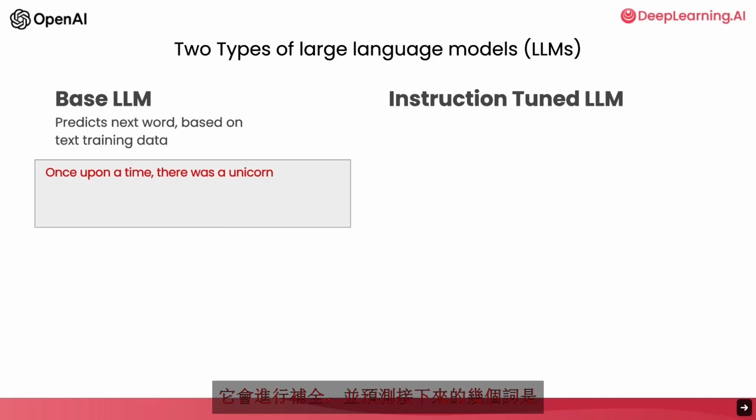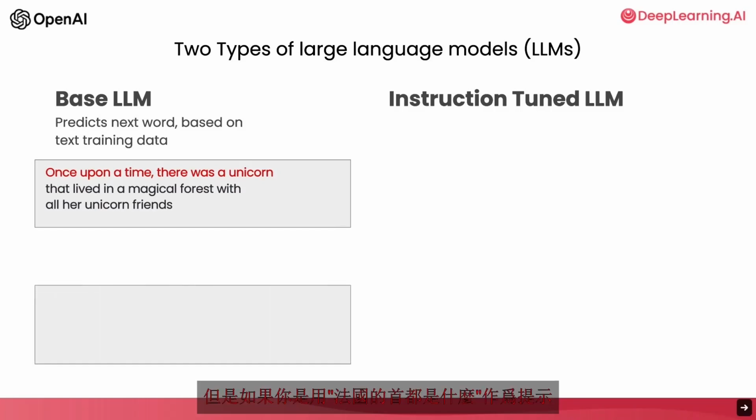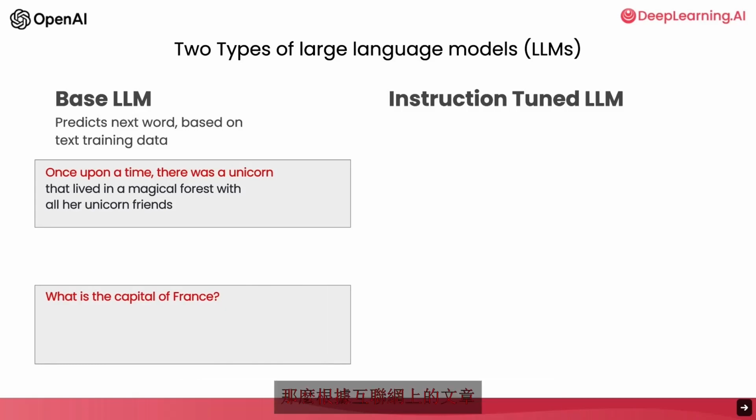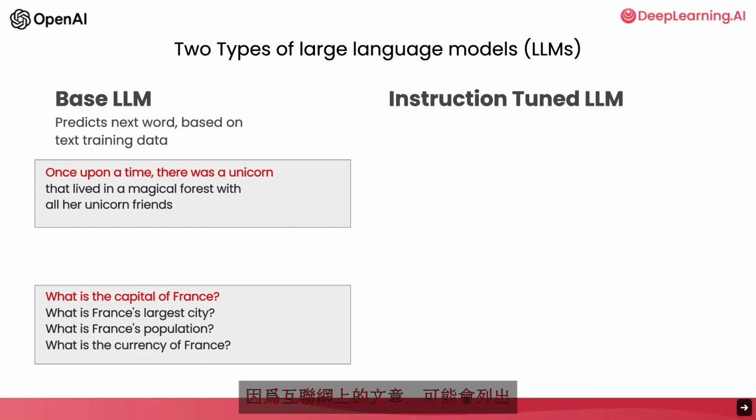So for example, if you were to prompt this, "Once upon a time there was a unicorn," it may complete this, that is, it may predict the next several words are "that lives in a magical forest with all unicorn friends." But if you were to prompt this with "What is the capital of France?", then based on what articles on the internet might have, it's quite possible that the base LLM will complete this with "What is France's largest city? What is France's population?" and so on, because articles on the internet could quite plausibly be lists of quiz questions about the country of France.